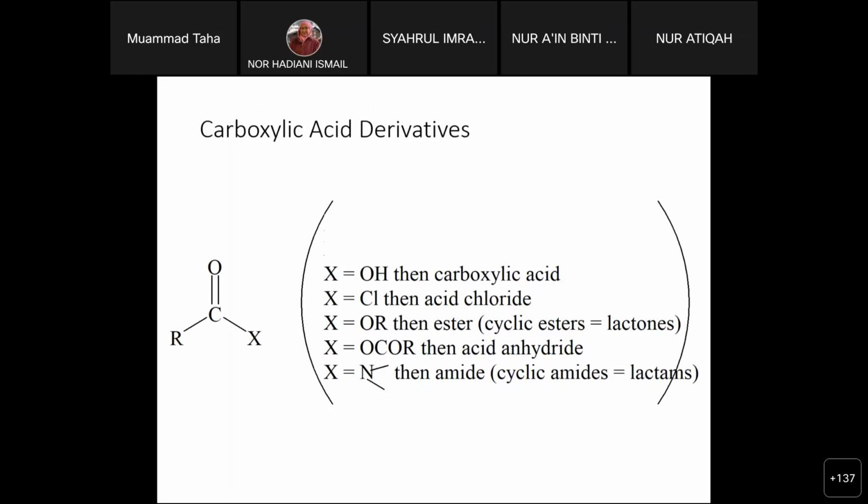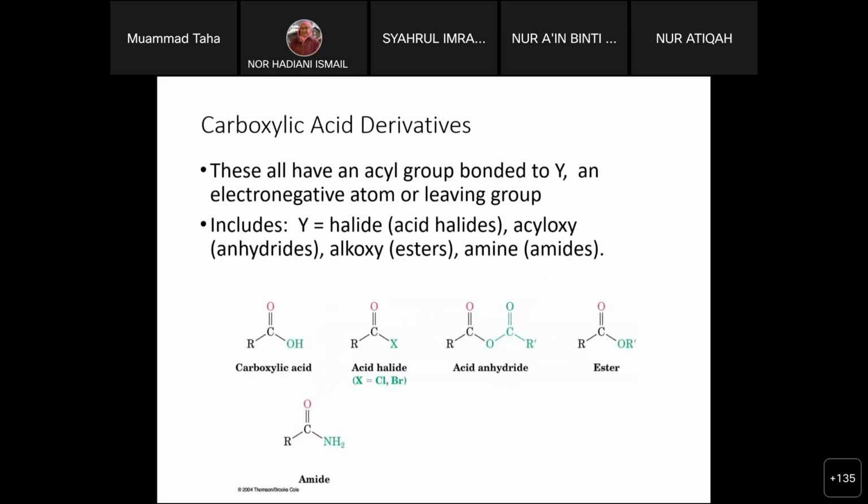We have already discussed these functional groups. If the carbonyl has OH, it becomes a carboxylic acid; with chlorine, an acid chloride; then ester, acid anhydride, and amide. Okay, go to the next slide. These are the most common carboxylic acid derivatives we always see in our daily life as chemists: carboxylic acid, acid chloride, acid anhydride, ester, and amide. Okay, go to the next slide.